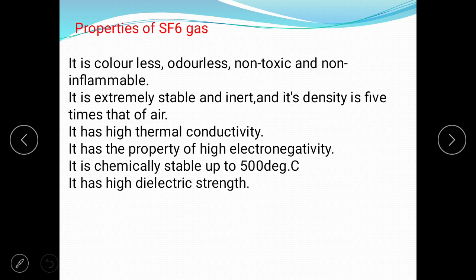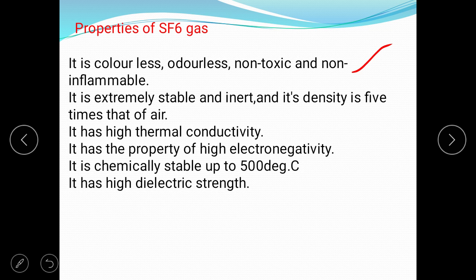We know that in SF6 circuit breaker, the insulating medium or arc quenching medium is SF6 gas. SF6 gas has the following properties due to which it is used in SF6 circuit breaker. First, it is a colorless, odorless, non-toxic and non-inflammable gas. Means this gas has no color, no odor, and is non-toxic and non-inflammable.